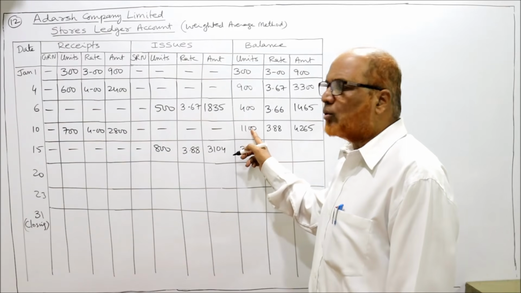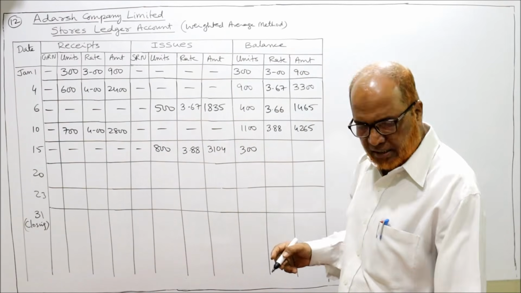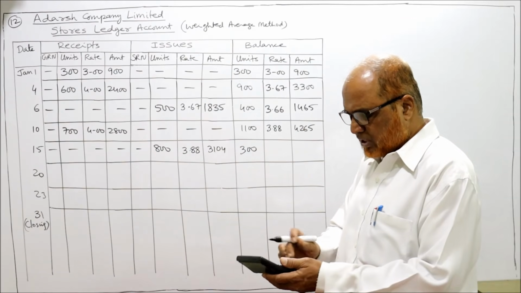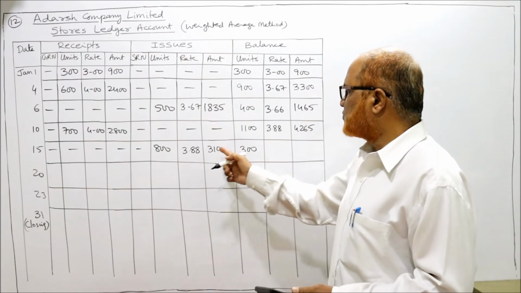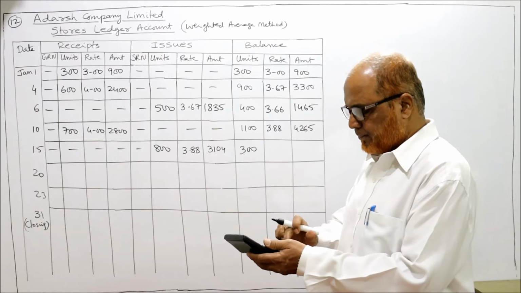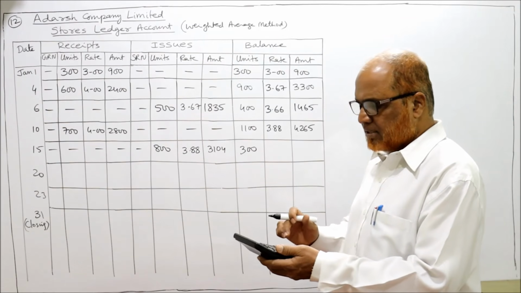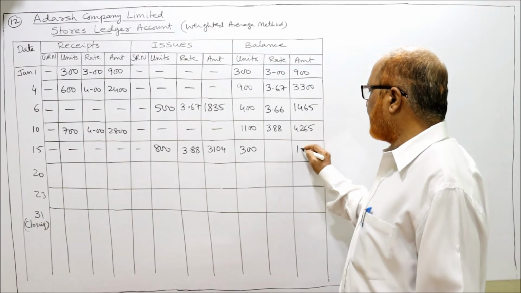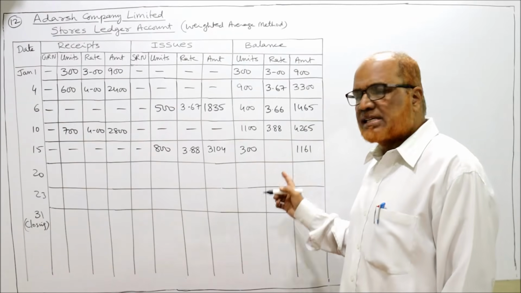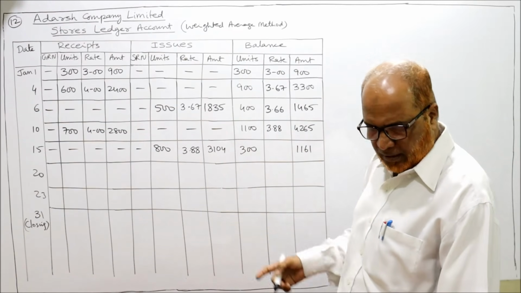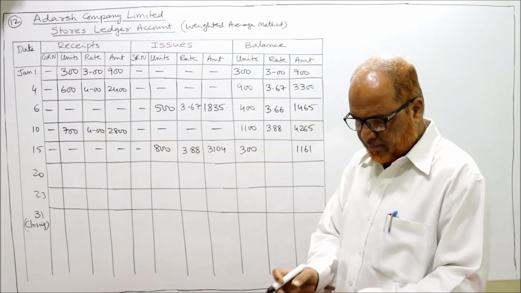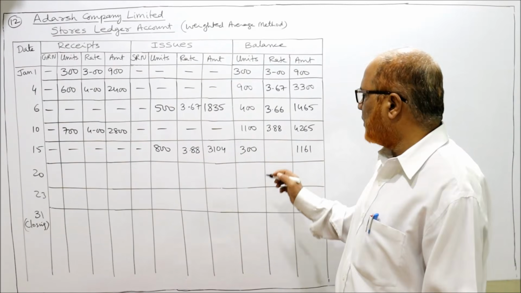1100 units were there. Out of 1100, 800 units are issued. 300 remain. Now subtract the balance value. 4265 minus 3104, you will get 1161. 1161 divided by 300, you will get 3.87.